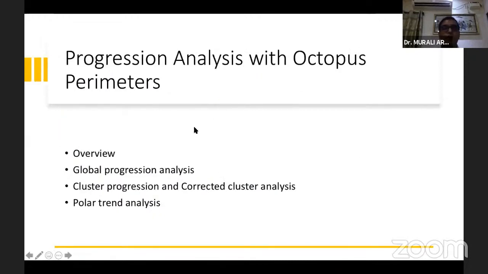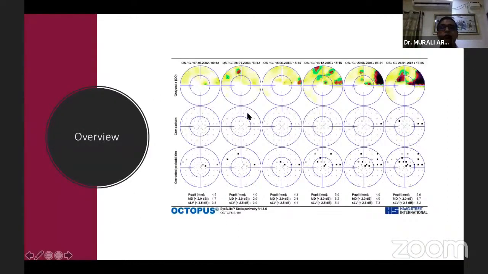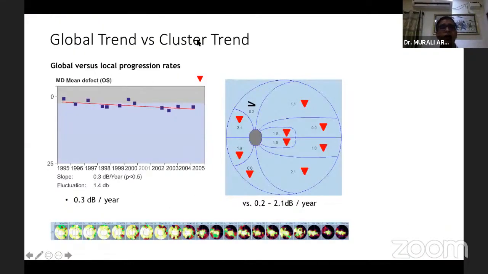You can also look at progression analysis with the Octopus perimeters, like the Humphrey. You have an overview, you have the global progression, you can have cluster progression and corrected cluster analysis. You can also have what is called a polar trend analysis. This is an overview showing you the change over time. This is the global as well as the cluster trend. Global trend gives you only the MD, or the mean defect. The downward arrow tells you that over multiple fields over time, this is going down.